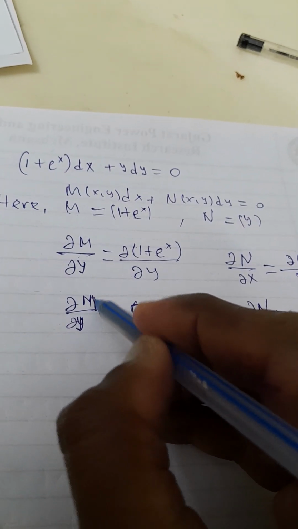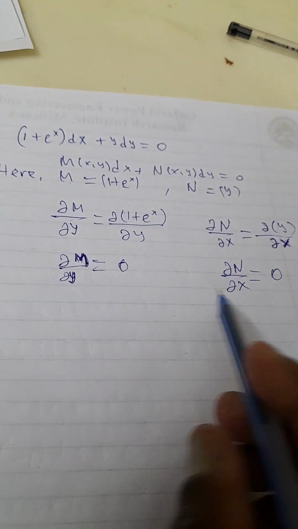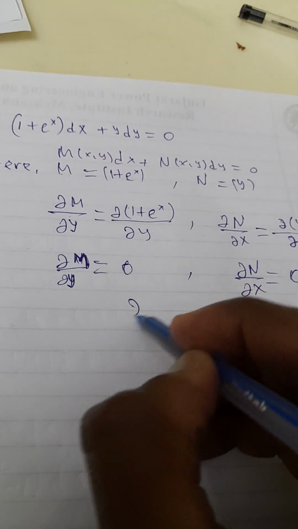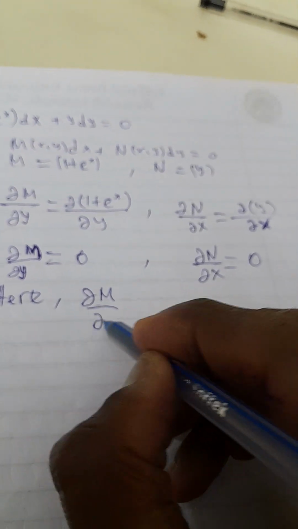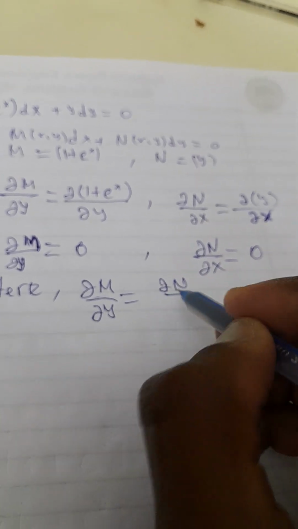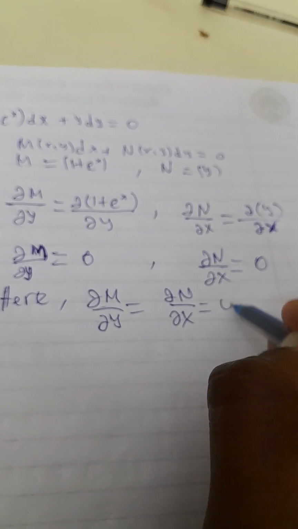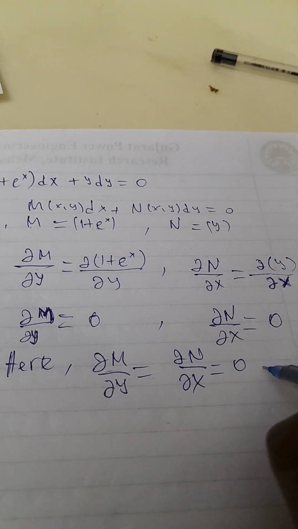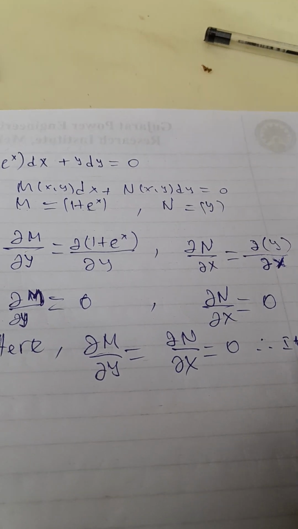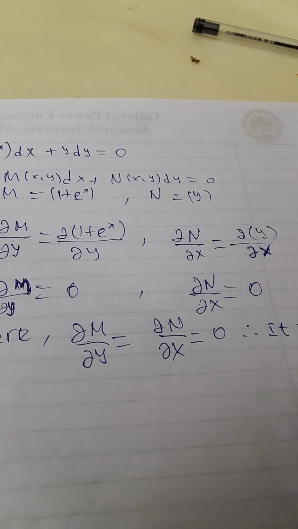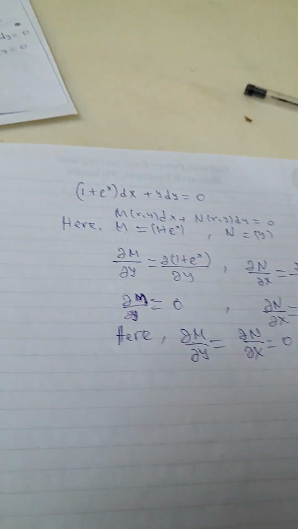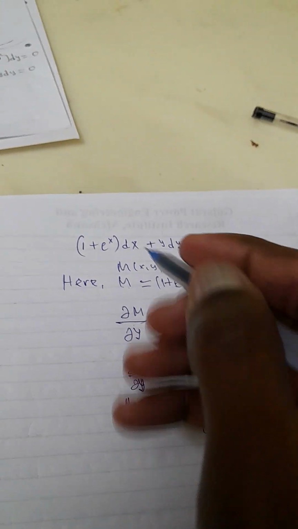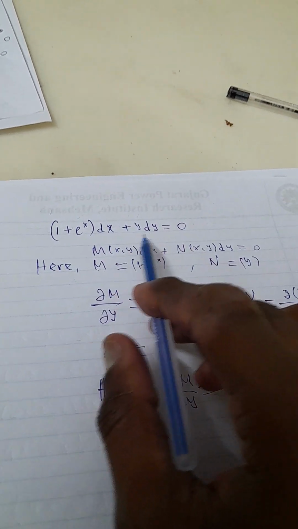So, as ∂M/∂y and ∂N/∂x are equal, we can say that ∂M/∂y is equal to ∂N/∂x, that is equal to 0. Therefore it is exact. It is an exact equation. So if it is an exact differential equation, what I have to do is just integrate this, and this will be c. Integrate both sides.